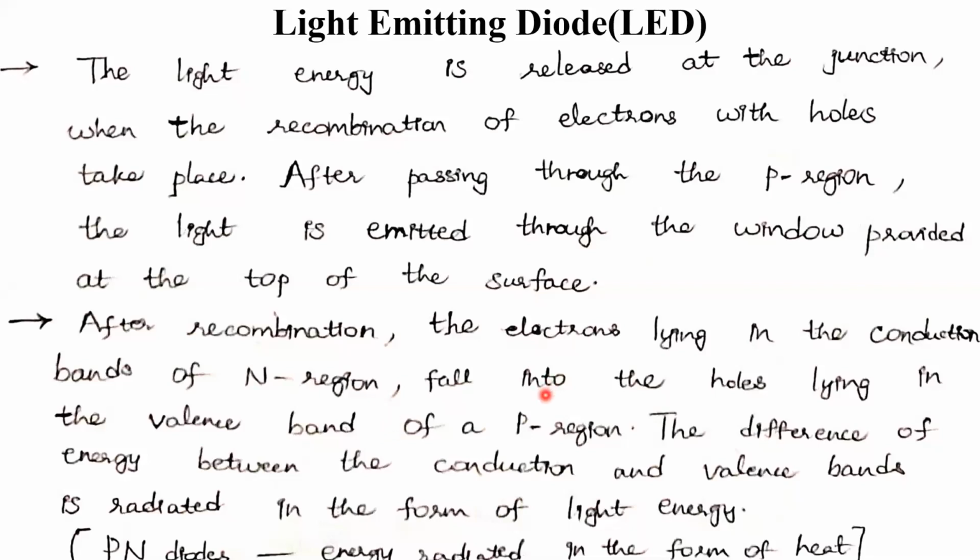This light energy is obtained from the junction in an LED. But in the same process in a PN junction diode, the energy is radiated in the form of heat across the junction, whereas here I am going to acquire that energy in the form of light energy. That is the basic difference between an LED and a PN junction diode: the energy acquired across the junction is in the form of light in an LED, whereas it is in the form of heat in a PN junction diode.